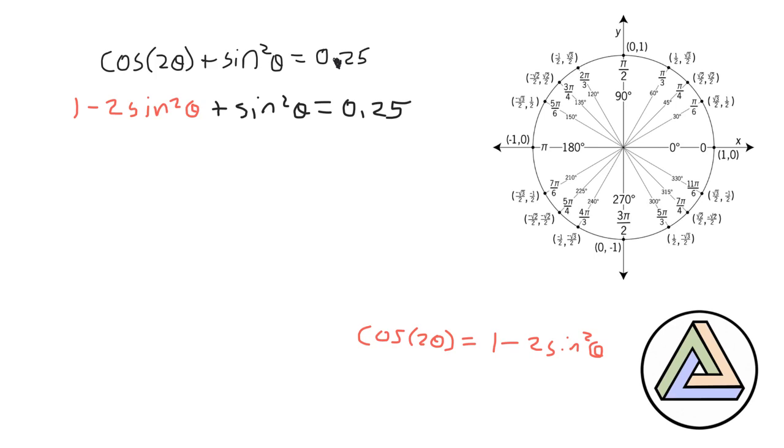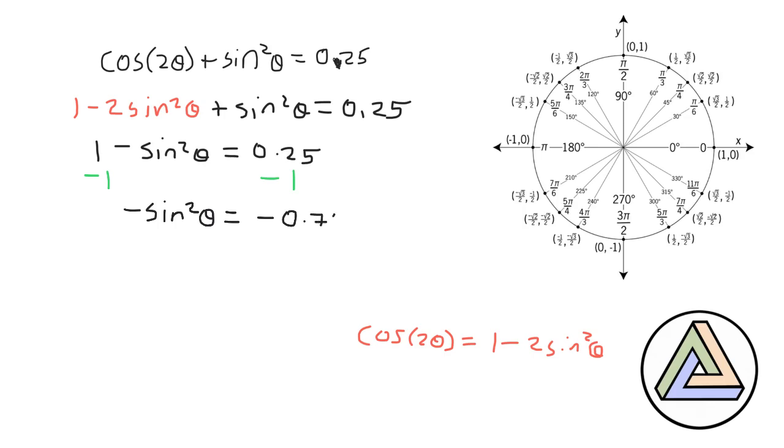So I'm going to rewrite that right now. The 1 just stays there for now. And it's going to be 1 minus sine squared theta equals 0.25. Okay, now let's commit to just keeping the trigonometric functions on the left. And what we're going to do, therefore, is subtract 1 from both sides. And what we end up with as a result is negative sine squared theta equals negative 0.75.